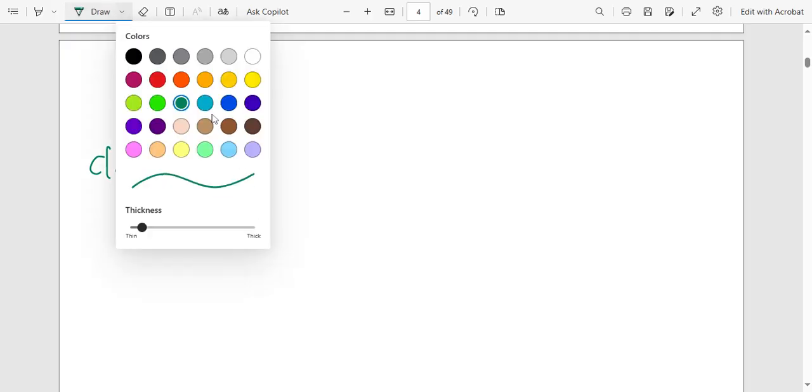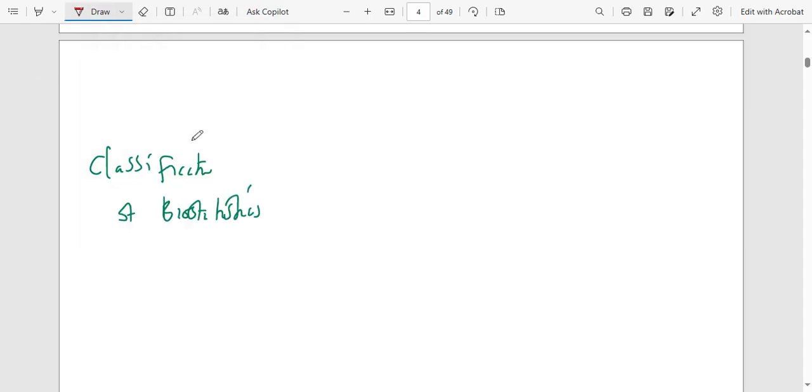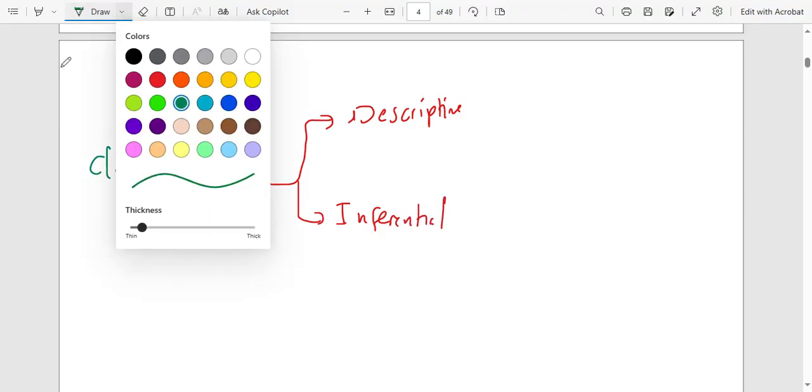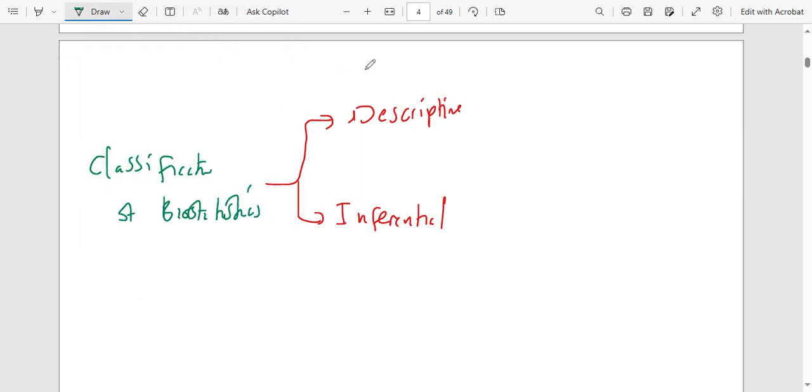So you are going to classify biostatistics into descriptive biostatistics, and the second category is going to be inferential. Now, for descriptive biostatistics, the question that you are trying to answer is question one. So this one answers the descriptive question.